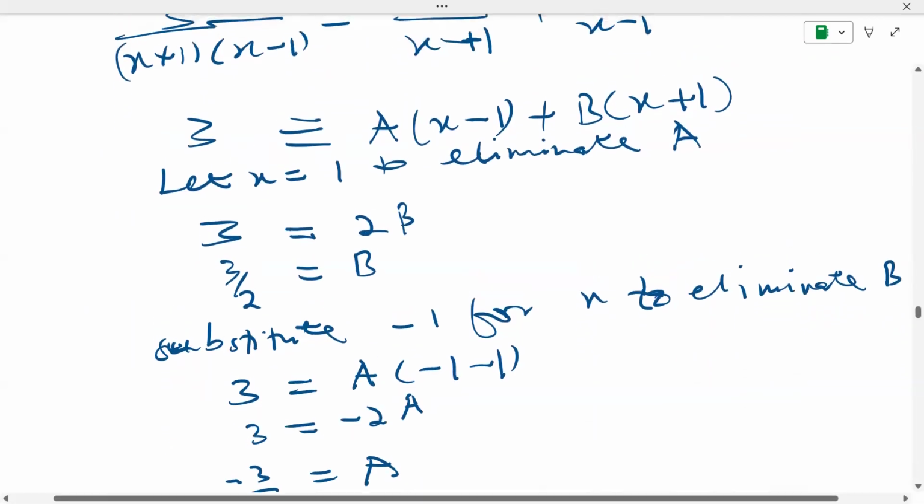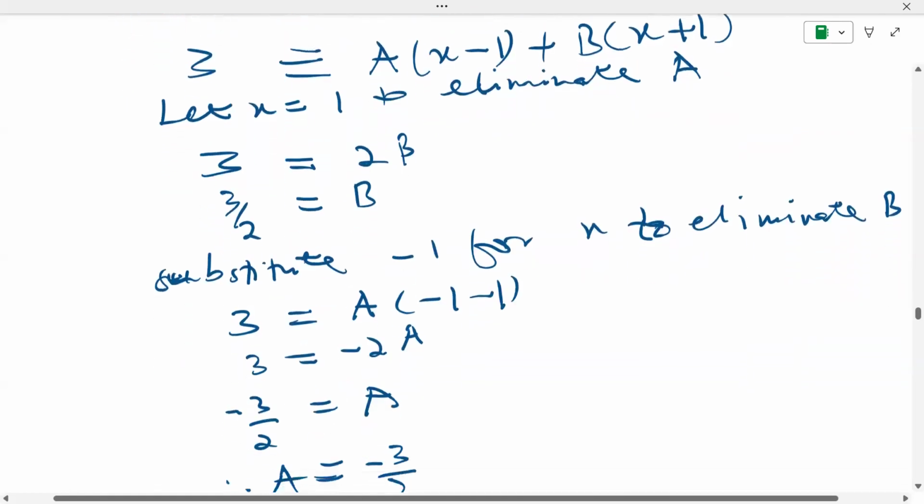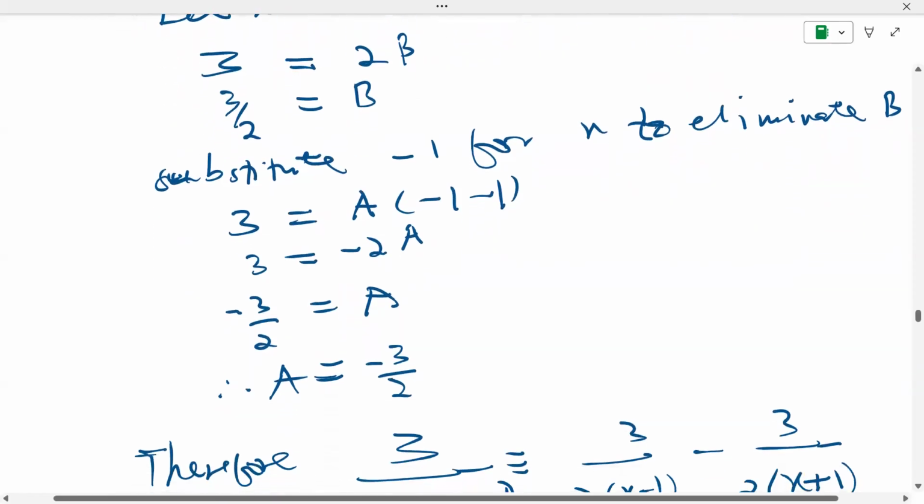Now we substitute -1 for x, so that I'll be able to eliminate B. So -1 here plus 1 gives us 0, so this goes to 0, we get -2 here. So we shall get 3 equals that, and that gives us 3 equals -2A. Now we make A the subject. So we divide both sides by -2, then we get -3 on 2. So that is our A.